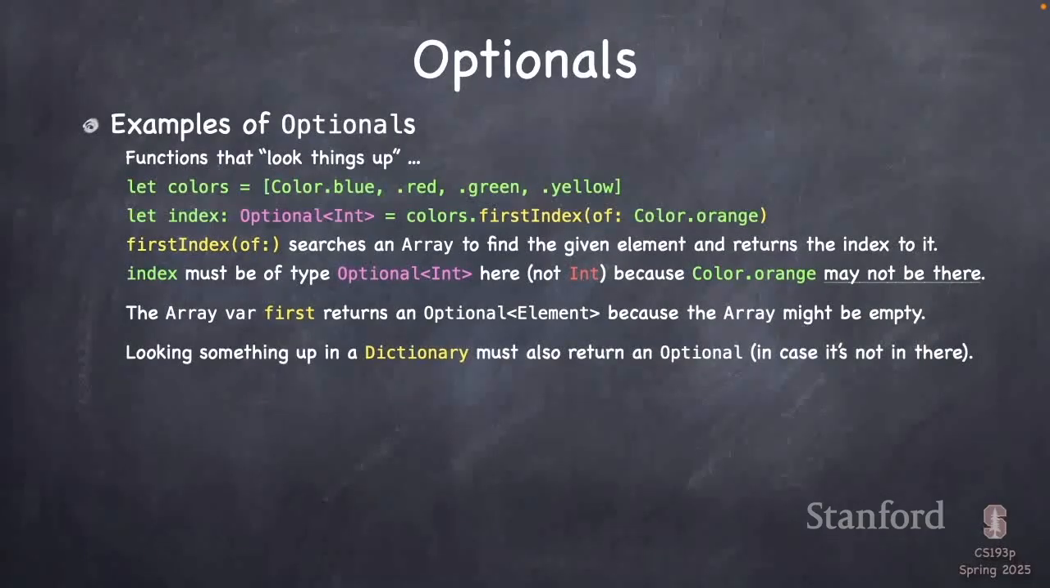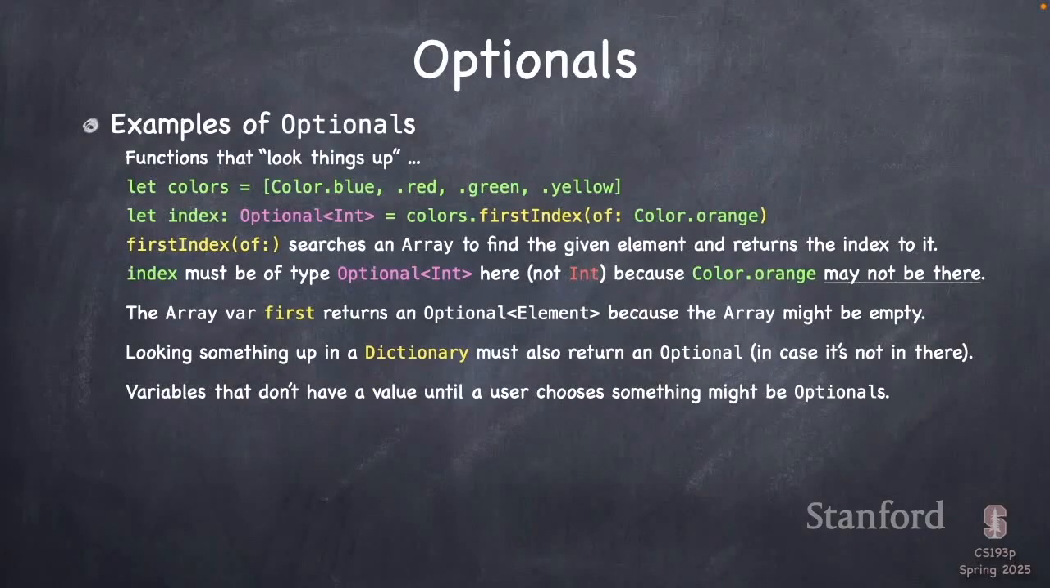We use it all over the place. Dictionaries, for example. We haven't talked about dictionaries. You're probably reading about it in your reading. When you index into a dictionary, it returns an Optional, because a dictionary is a key value hash table thing. Might not be any hash for that thing in there.